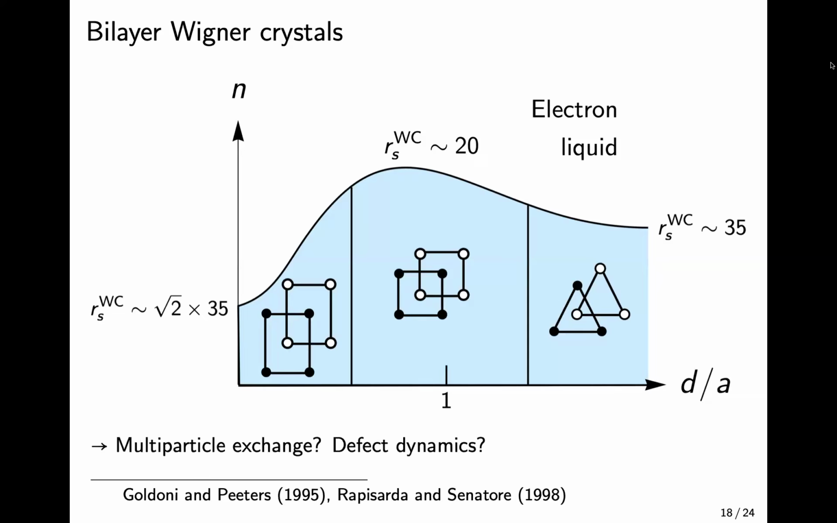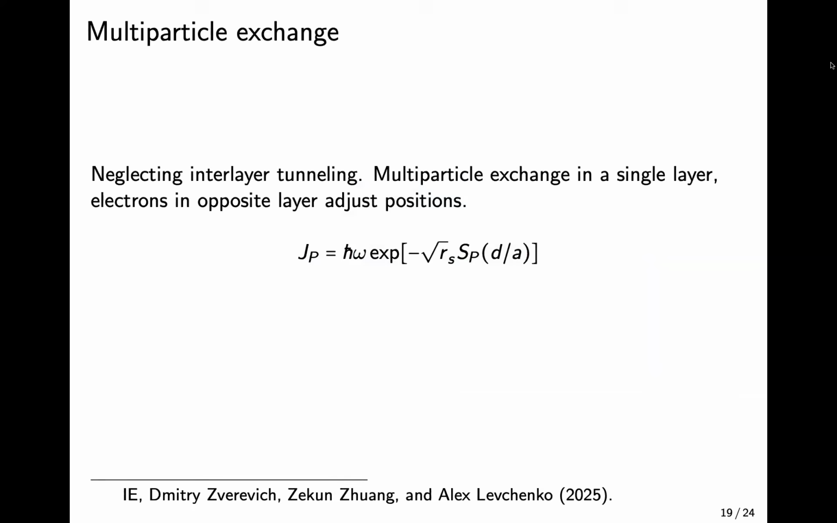And so the question that we'll address now is what are the effects of multi-particle ring exchange and defect dynamics? Similar questions to what we were just discussing, but now in this bilayer context. Okay, so let's consider first multi-particle exchange. This formula is a reminder of what we had some slides ago, but now the actions associated with different processes will be functions of the interlayer separation. We're going to neglect interlayer tunneling, so we'll consider processes in which electrons in a single layer exchange and the electrons in the other layer just adjust and try to get out of the way to minimize the action.